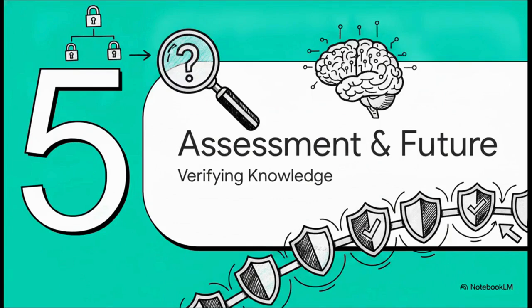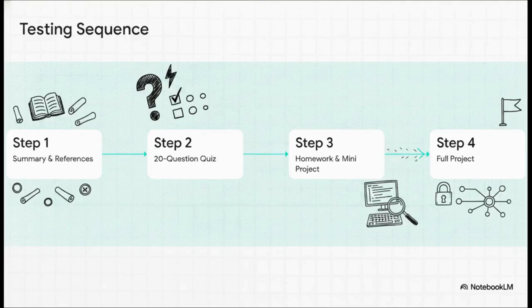Which brings us to our final section, Pillar 5, Assessment and Future Scope. So how do we know the student actually learned anything? Through a pretty grueling multi-step testing sequence. It kicks off with a solid summary and references, and then bam, a 20-question quiz for immediate recall. But multiple choice doesn't really cut it in the real world, right? So that's followed by assigned homework, a mini project, and finally a full-blown project. This guarantees the learner hasn't just passively zoned out during a video, they've been forced to put hands on keyboard and prove they've mastered the material.